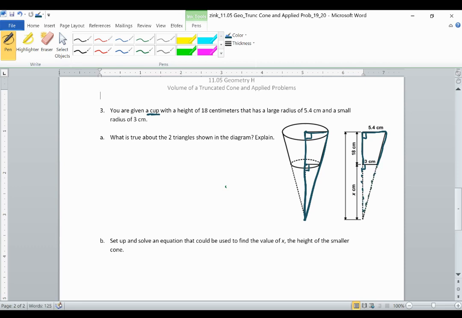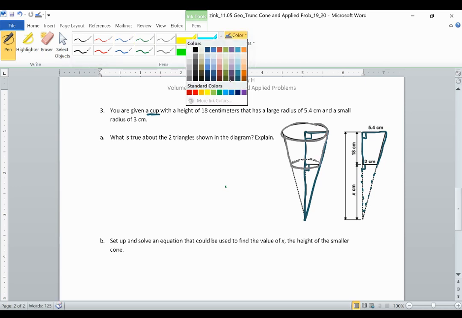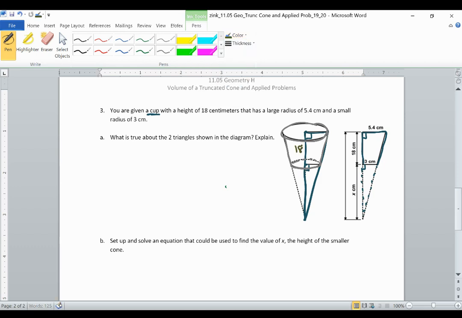And the dotted line is the top cone that we're going to remove, leaving us with just the cup. So again, we're talking about the cup, which is this top part right here. This is your frustum. We know the height of the cup is 18 centimeters tall. The large radius, where the big circle is at the top, is 5.4 centimeters. And the small radius, at the bottom of the cup, is 3 centimeters.